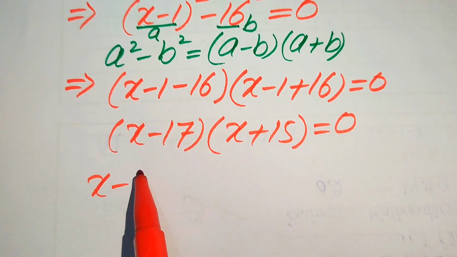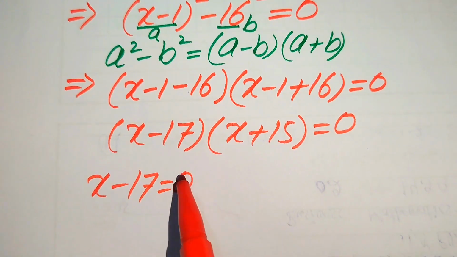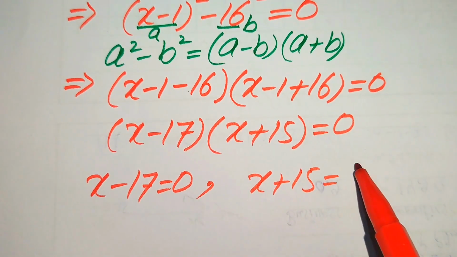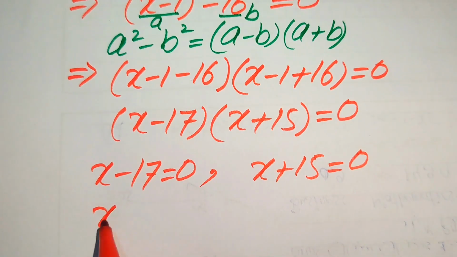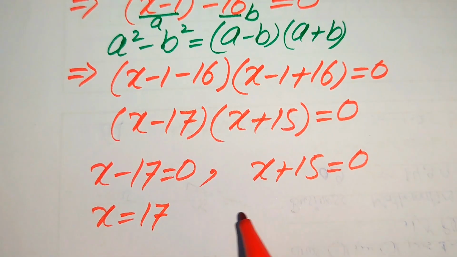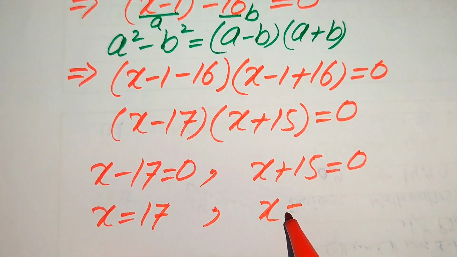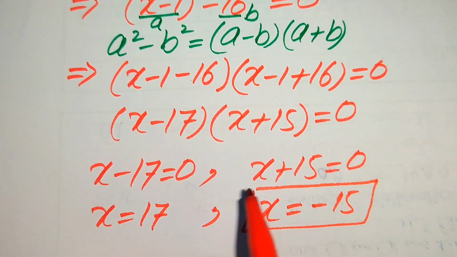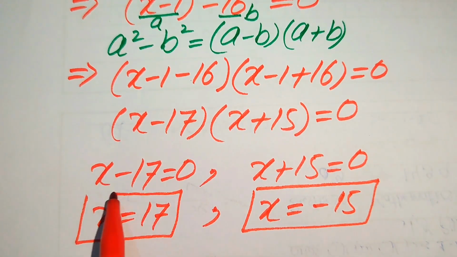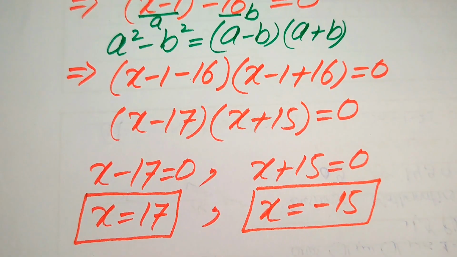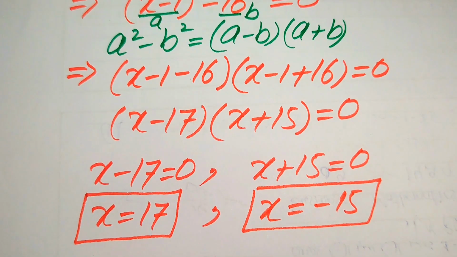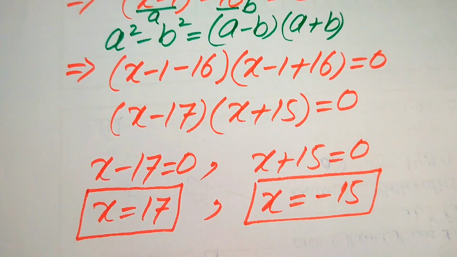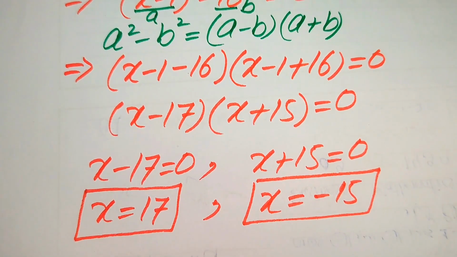The first case is we write x minus 17 is equal to 0. The second case is we write x plus 15 is equal to 0. From here we easily get the value of x is equal to 17. From here we easily get the value of x is equal to minus 15. So again, in the second method we get the same values of x which we got from the first method, and also we verify these two values in the first method. So these are the two solutions of the given equation.